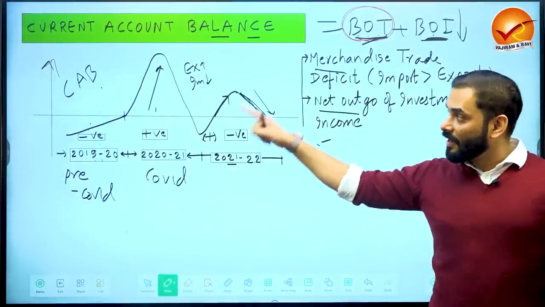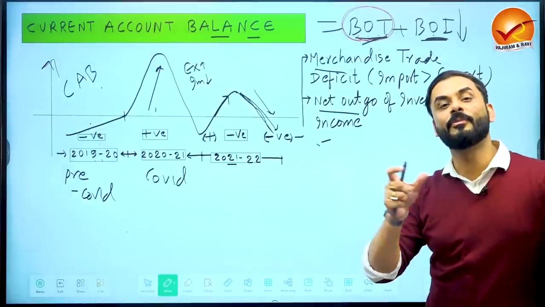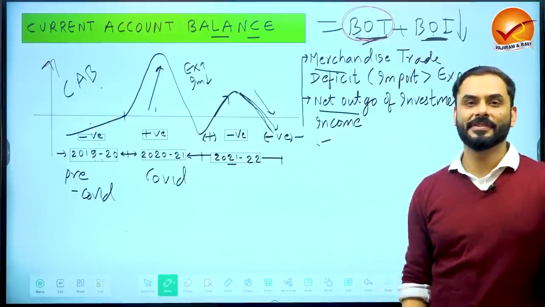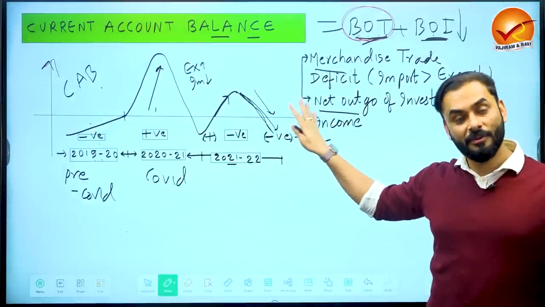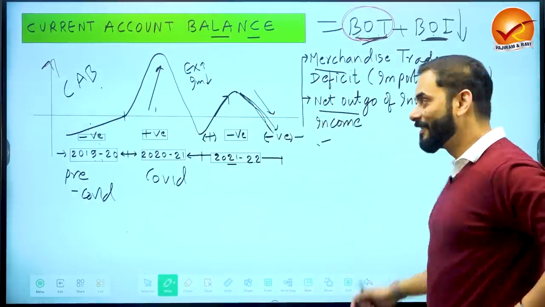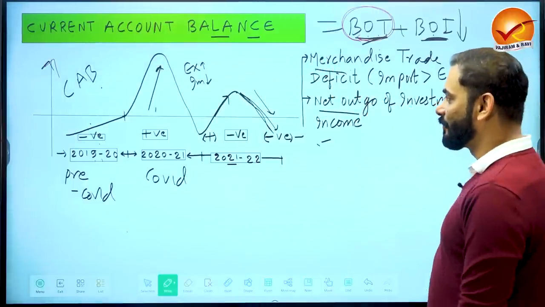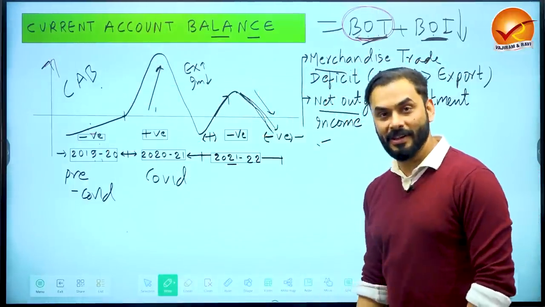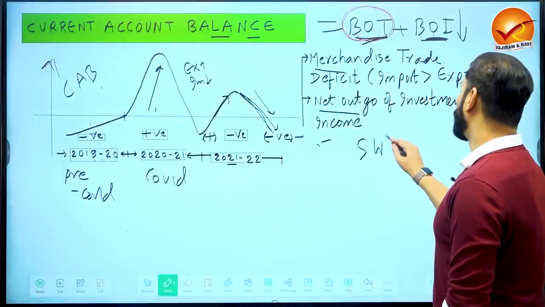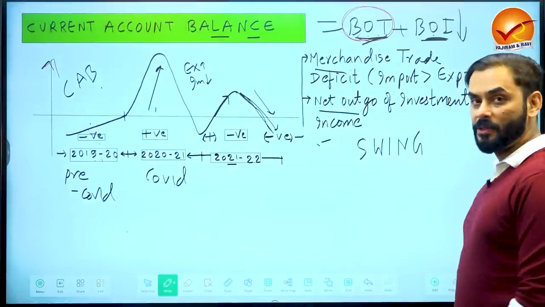This entire thing can be asked in UPSC in the form of statements, right? So you should revise this graph. You should practice it before your prelims, right? This is how the current account balance looks. See how wavy it is. It is going up and down, right? So we call it a swing pattern.